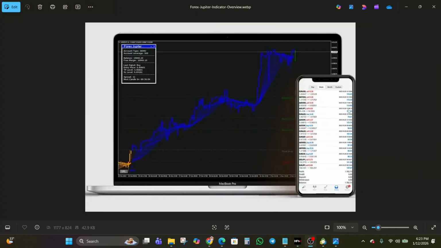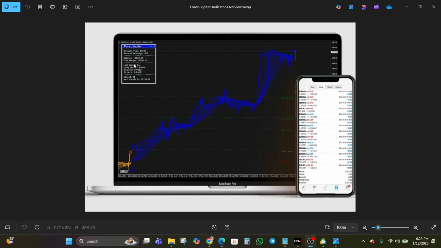So the Forex Jupiter Indicator, as we can see from the image, displays the prevailing momentum. It helps you to understand the prevailing momentum in the market, and it also has a dashboard where it shows some important information like your account type, your account leverage, your balance, free margin, the last signal, entry price, take profit level, stop loss level, the spread, and the time for the next candle to set in, right?